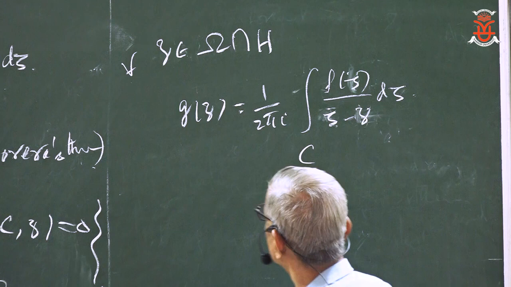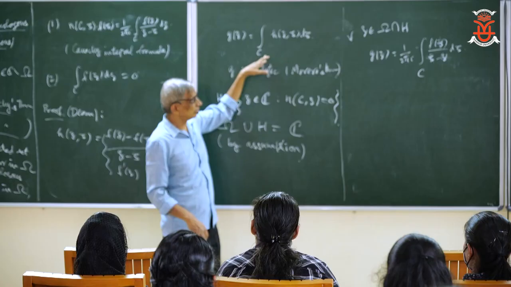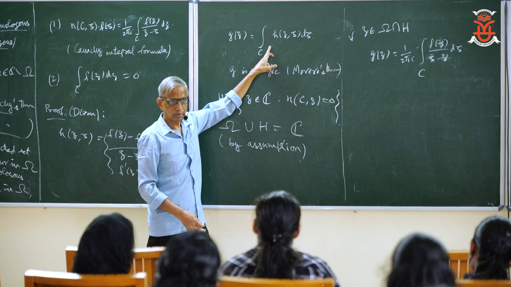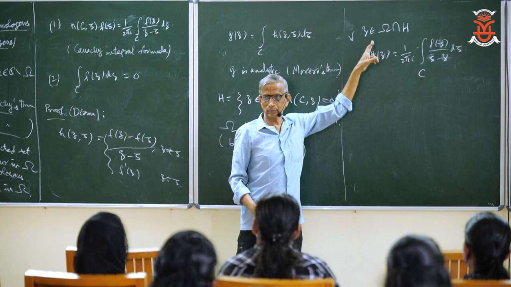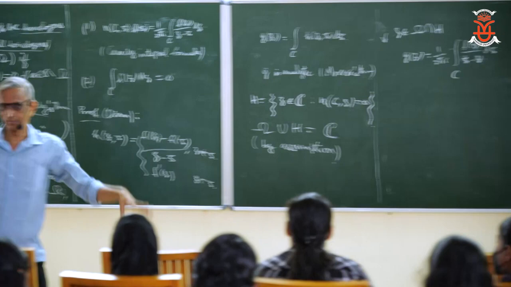So now we can therefore define a function on the union, which is the whole of C. On omega, you define it, you have already defined like this. On H, you define it like this. And on the intersection, you have this already. So on the overlap, the definitions match. So G is that way defined on the whole of the plane.